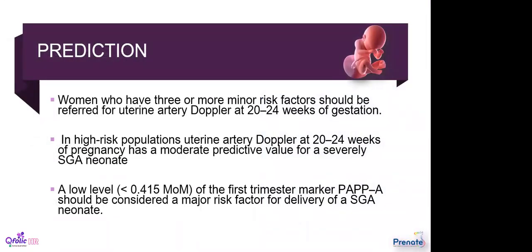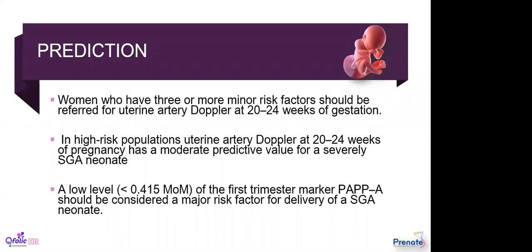Can we predict growth restriction? Yes. There are numerous studies, systematic reviews, randomized control trials that have shown that the uterine artery Doppler has moderate predictive value for identification of these babies.